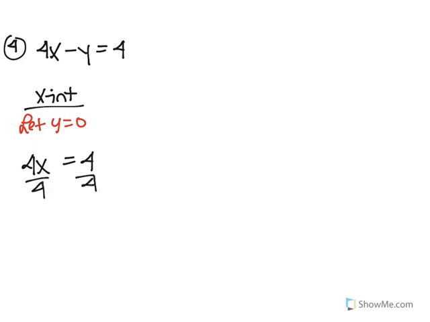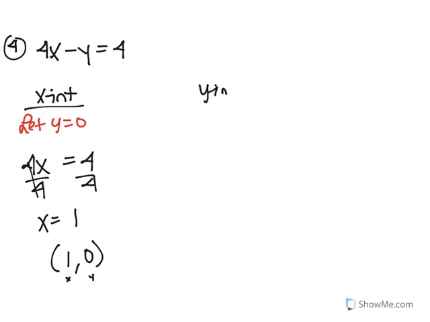X is just who? 1. Do y'all see that? Now you see your choices are ordered pairs, so how would you write this as an ordered pair? 1, 0, right? Because the x has to be 1 and y is what you let be 0.